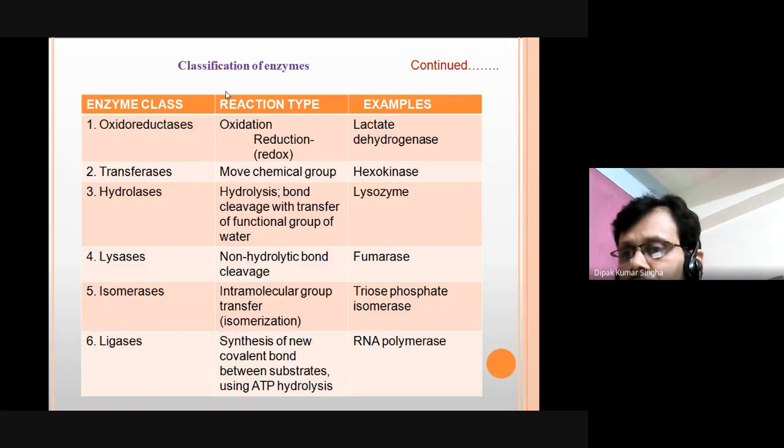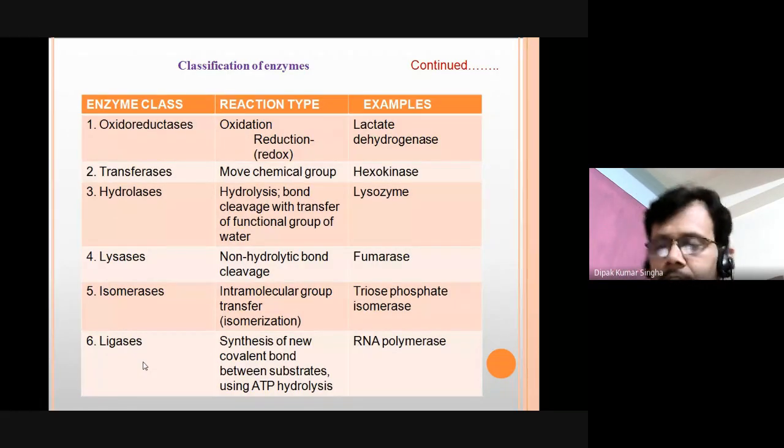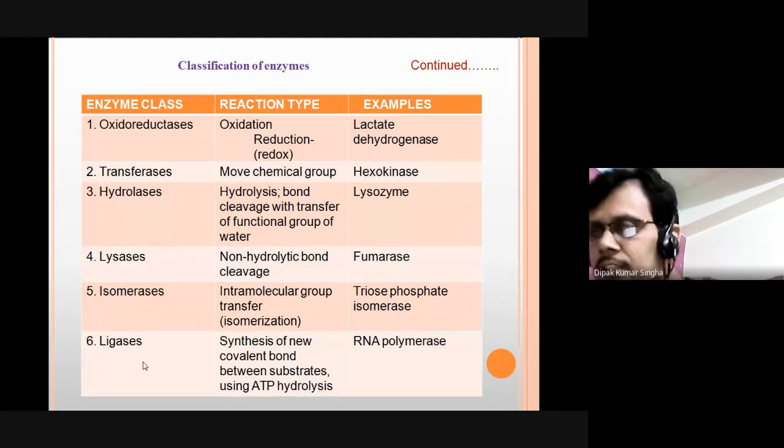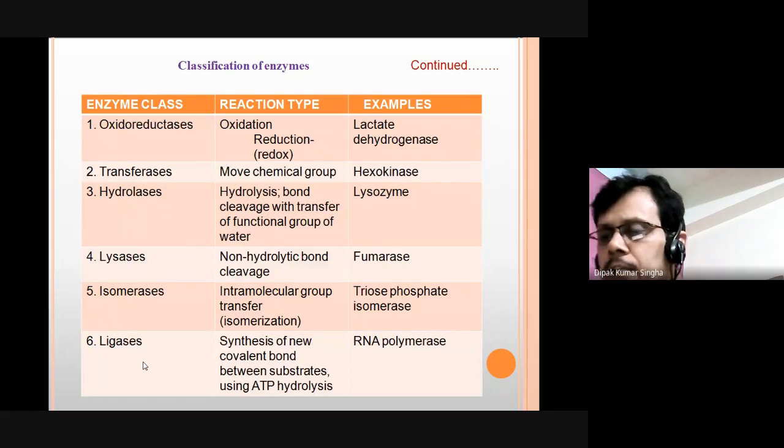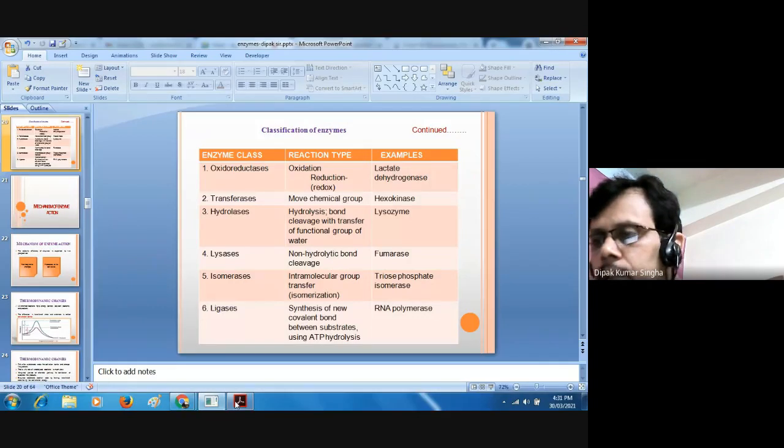Another is the ligase, which is just the opposite of lyase. Ligation means joining, the synthesis of a new covalent bond, joining two bonds together. That is called ligation. In ligation a new bond is formed, for example RNA polymerase, DNA polymerase. You can see another slide also.